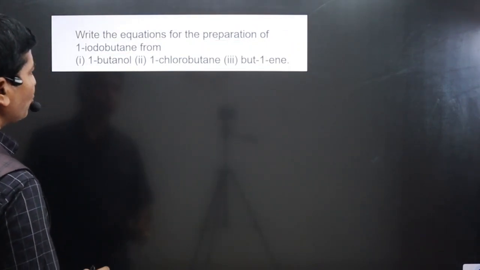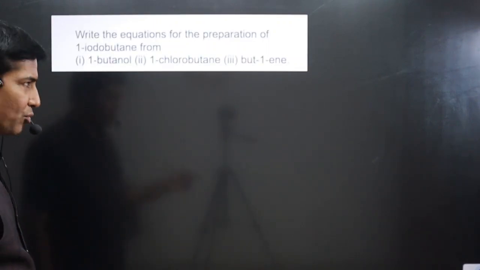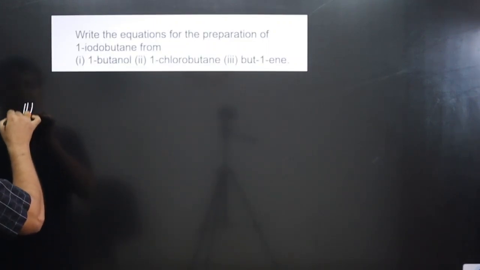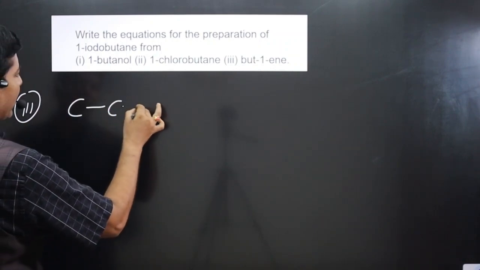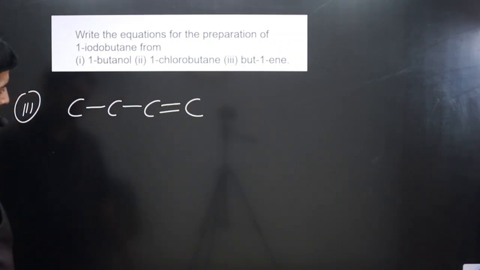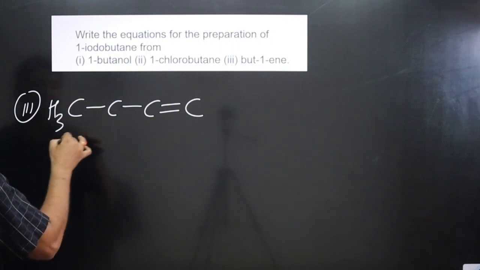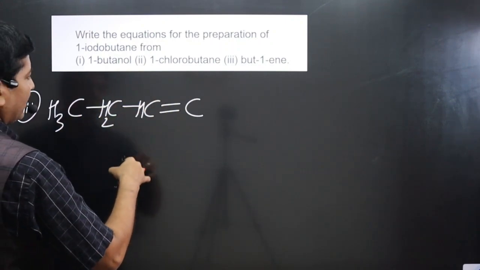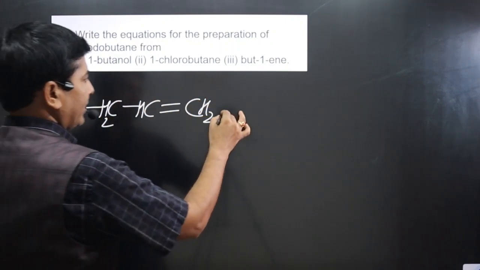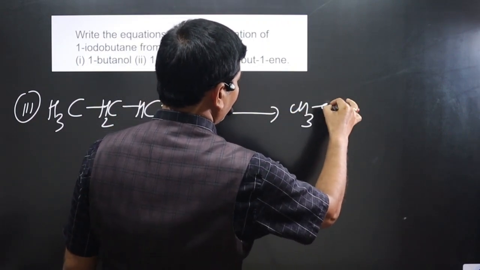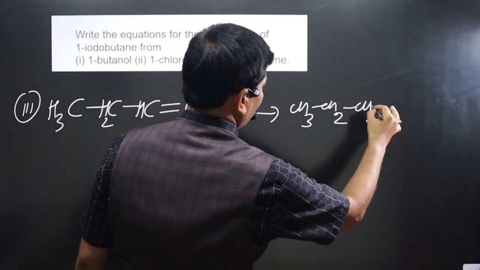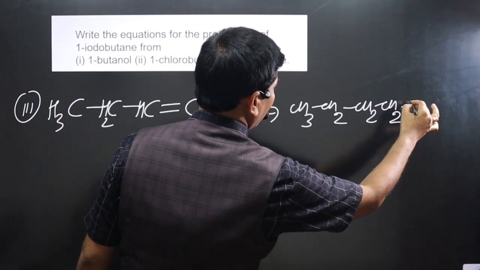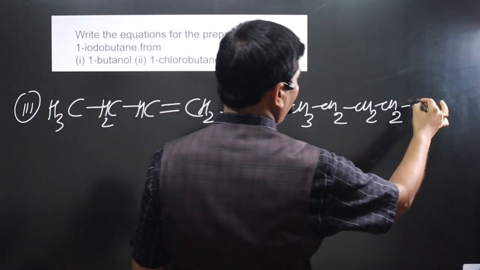We have but-1-ene, which means a double bond, an unsaturated hydrocarbon. The third part is but-1-yne, where we have the triple bond at the end. Satisfy the valency of carbon by attaching hydrogen. It is to be converted into 1-iodobutane, CH3CH2CH2CH2I, where we have iodine.